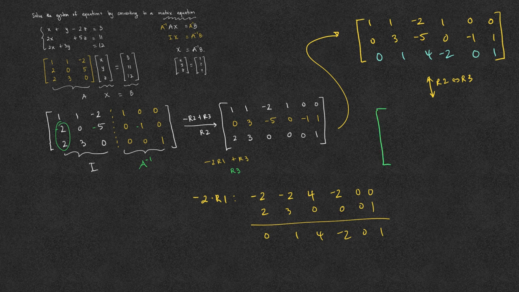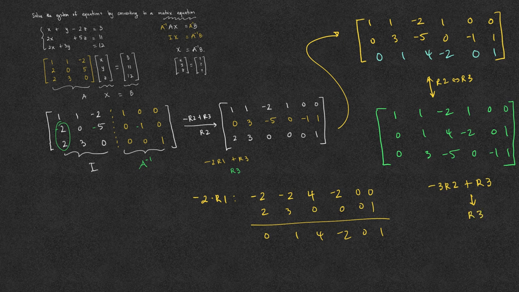This is 1, 1, negative 2, 1, 0, 0. And row 2 becomes row 3, 0, 3, negative 5, 0, negative 1, 1. And row 3 becomes row 2, 0, 1, 4, negative 2, 0, 1. Next, we would turn the non-zero 3 in the third row into 0 by taking negative 3 times row 2 add to row 3 to obtain the new row 3.